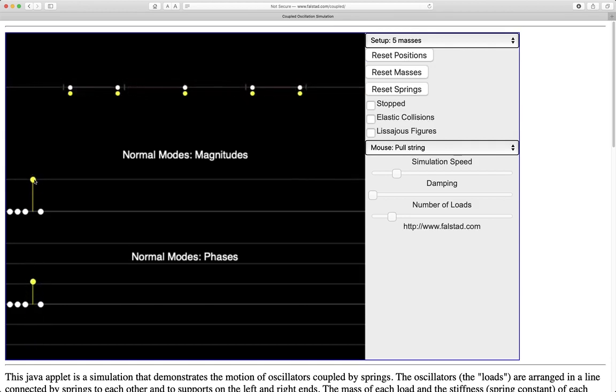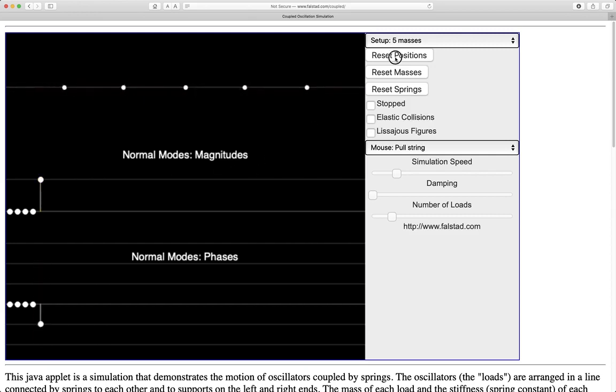So again, in the coordinate system of the normal modes, this is just one normal mode oscillating. But in the original coordinate system, it involves all of the masses, or in this case, four out of the five masses oscillating. So finally, in the last mode here, this is what the motion of the masses looks like.